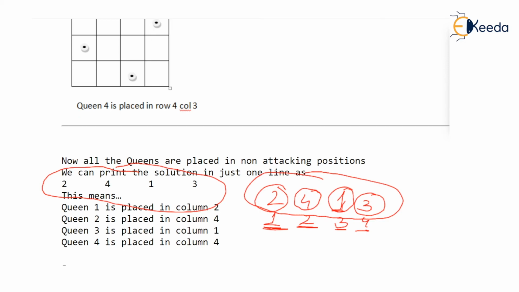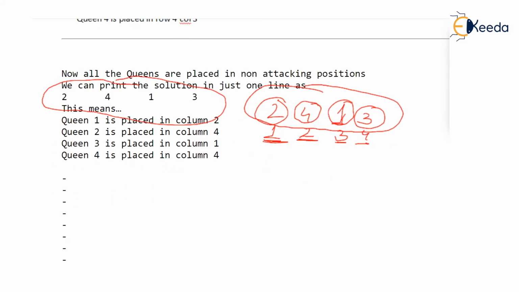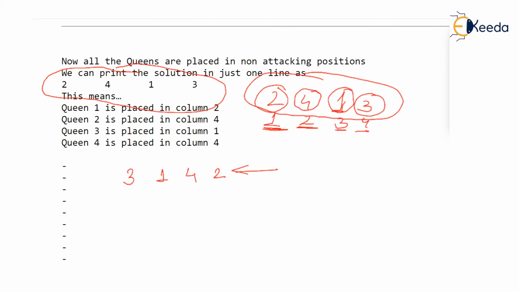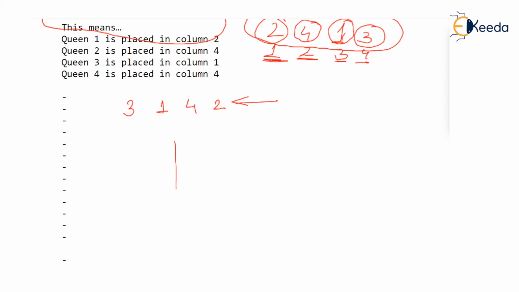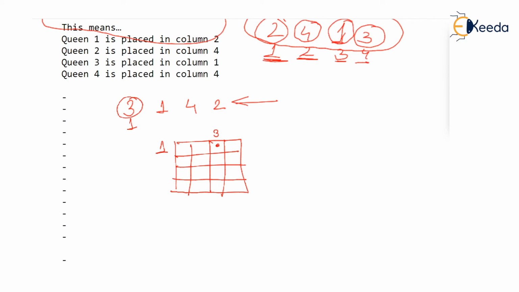Observe the other solution to the four queen problem that I was saying, 3142. Do you understand this line now? This is the solution of the four queen problem. If you draw the 4 by 4 chessboard, you understand the solution like this. The first queen is placed in the third column, in the first row obviously, but in the third column. The second queen is placed in the second row, but in the first column.